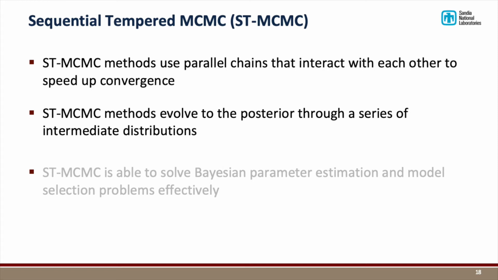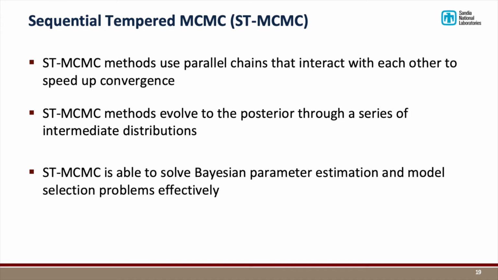ST-MCMC evolves the parallel chains through a series of intermediate distributions gradually from the prior to the posterior. By breaking this problem up into a series of intermediate steps, it is much more tractable. ST-MCMC is really robust and can solve a number of challenging parameter estimation problems and sample posterior distributions that are multimodal because of these parallel chains. Also, because of its robustness, it is able to solve model selection because it can estimate the model evidence effectively.